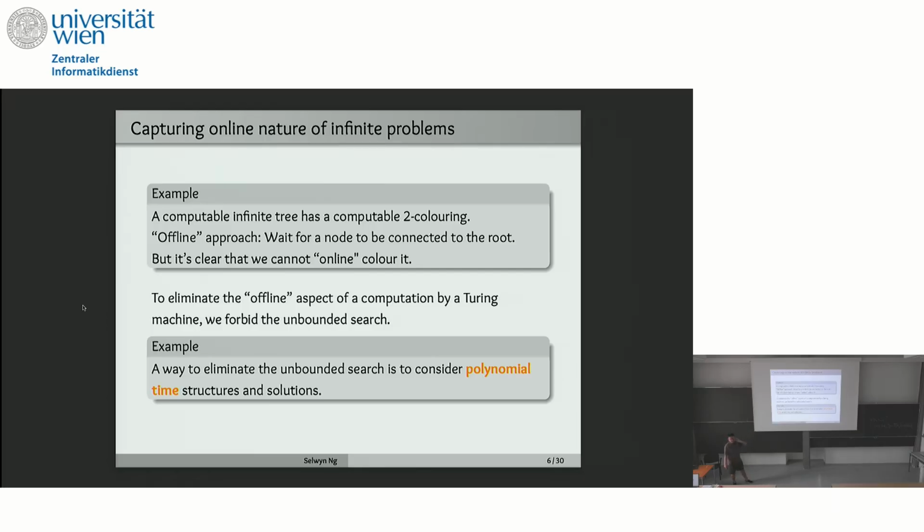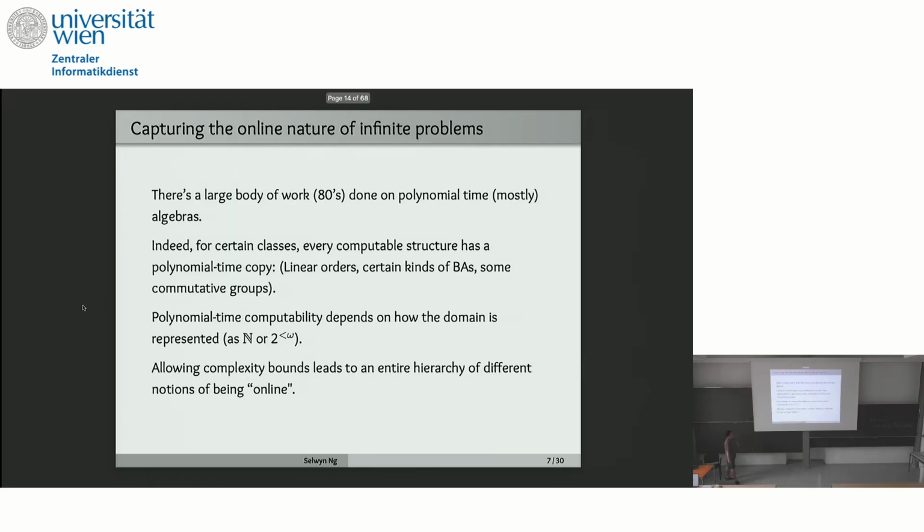Now, of course, one other way that you might want to try to put a restriction on online versus offline would be to look at complexity classes. And in fact, there has been a large body of work done in the 80s on different kinds of polynomial time computable, mostly algebras, and there are many results in the literature. Indeed, for many classes, every computable structure has a polynomial time copy, for example in linear orders, some kinds of Boolean algebras, and so on.